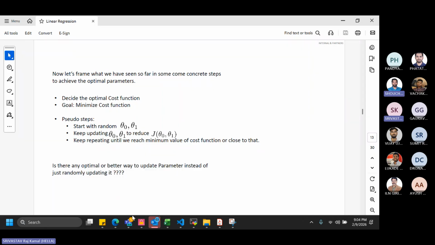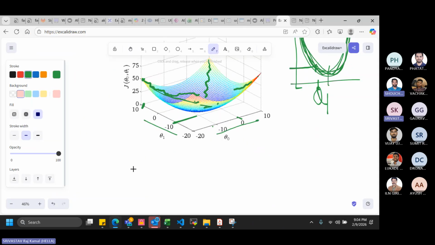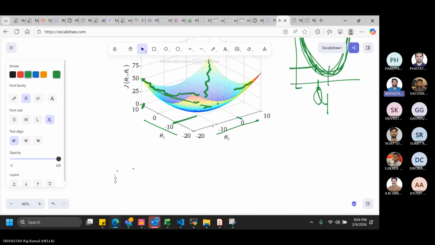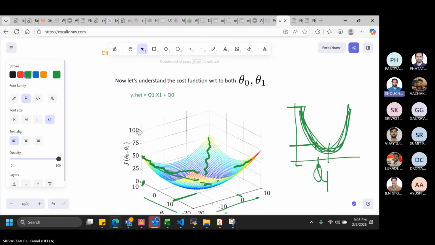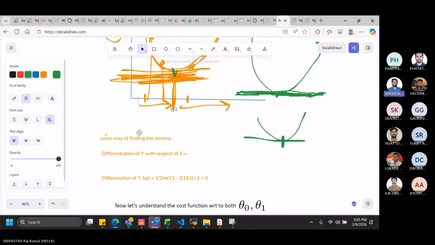Raj, I might be confused, so please correct me if my understanding is wrong somewhere. Yeah, please stop me anytime. We are trying to find the minima because at that point the y hat will be as close to y. Is that correct? First question.